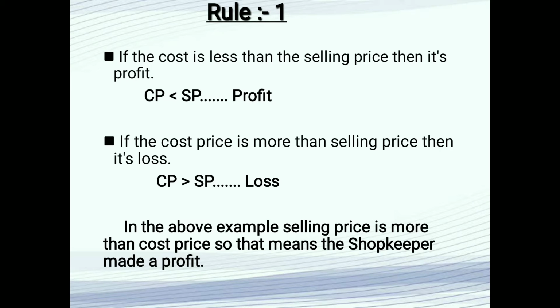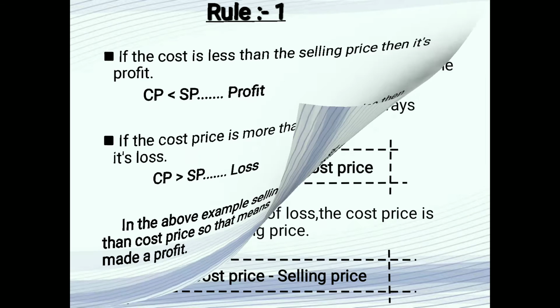So rule number 1, if the cost price is less than the selling price, then it's profit. So we can write CP less than SP, then it's called profit. And if the cost price is more than the selling price, then it's loss. Therefore CP greater than SP. In the above example, the selling price is more than the cost price. So that means the shopkeeper made a profit.